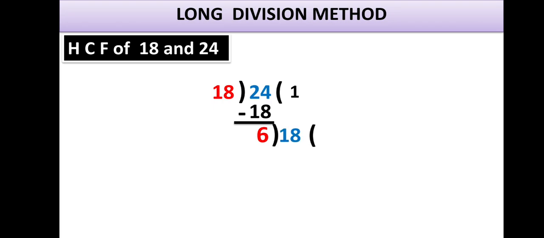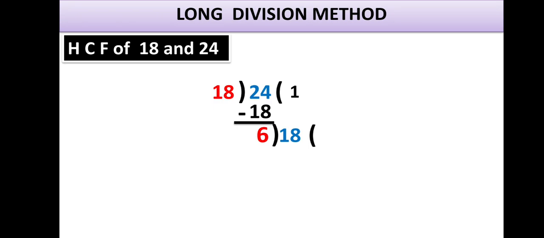Next, long division method. So let's find the HCF of 18 and 24. In the long division method, what do we do? First, the bigger number is taken as the dividend and the smaller number is taken as the divisor. So 18 once 18, now the remainder is 6. After this, what is done? Once the division is completed and we get a remainder, the divisor of the previous step, here 18, is now made the dividend.